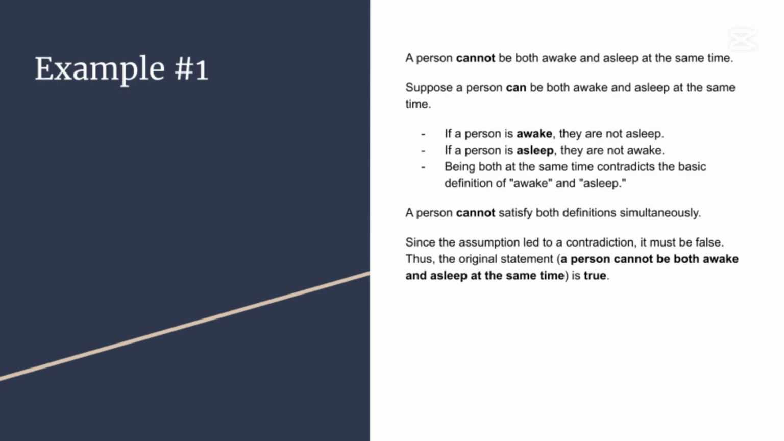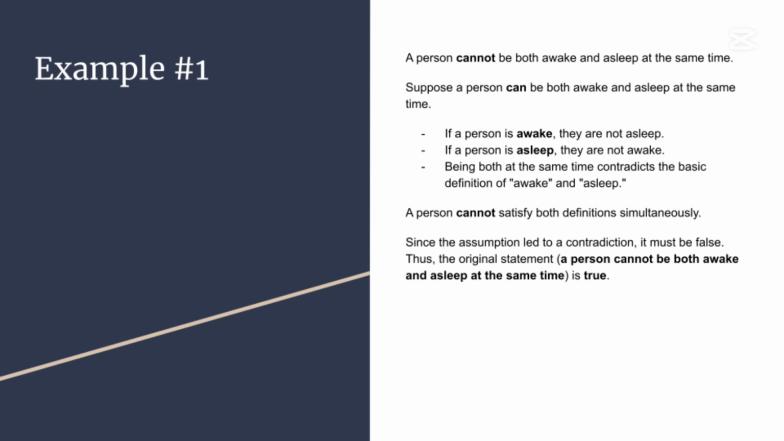As mentioned before, the first step of creating the proof is to identify the statement we want to prove. In my example number 1, my statement would be a person cannot be both awake and asleep at the same time. So now we're going to assume the negation of the statement is true. We're supposing a person can be both awake and asleep at the same time.